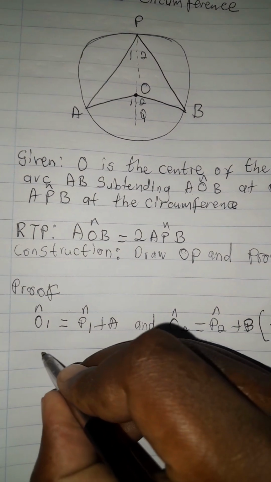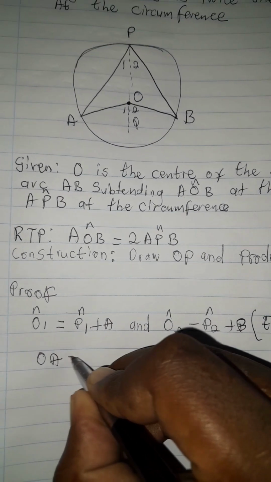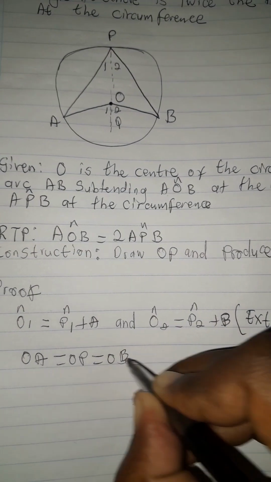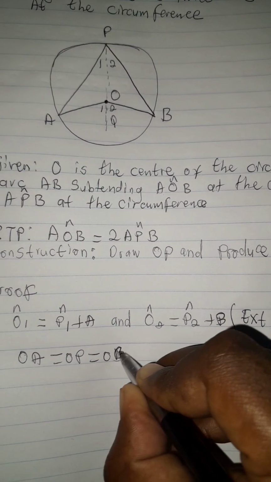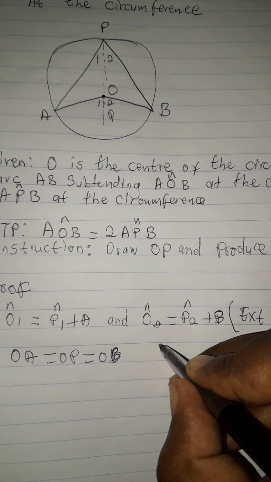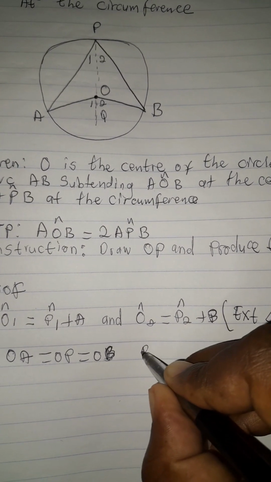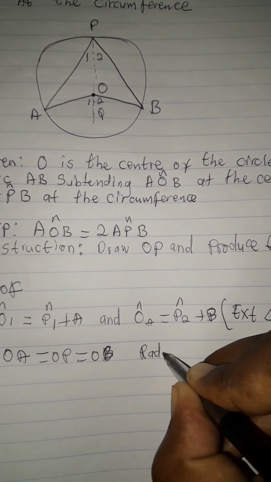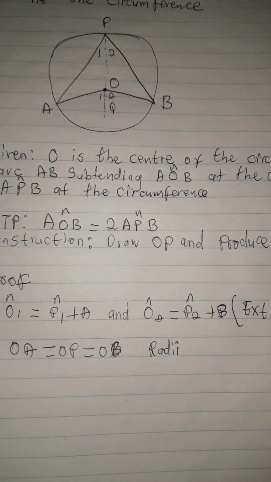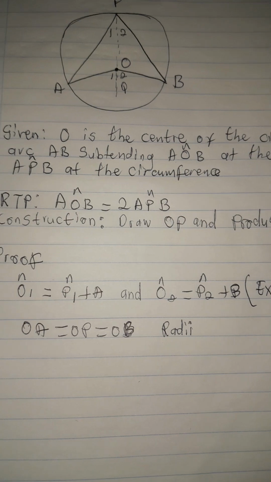Why? What is the reason for saying that? Angle OA and angle OP and angle OB are equal. What is the reason for saying they are equal? The reason is that they have the same radii. They have the same radius, so we cannot say radiuses. We can just say radii. So we're going to say radii.